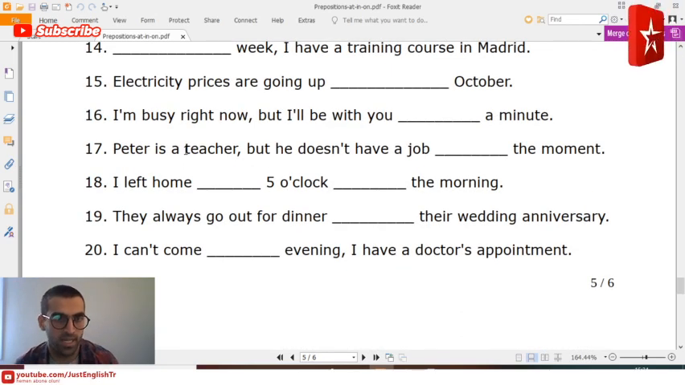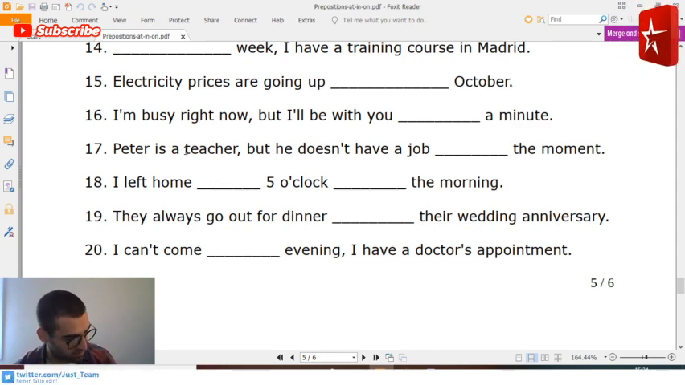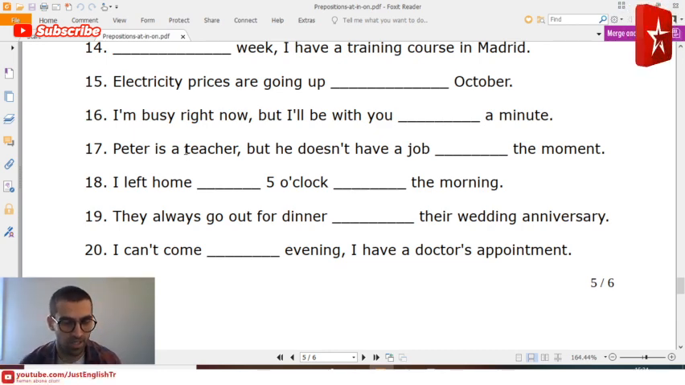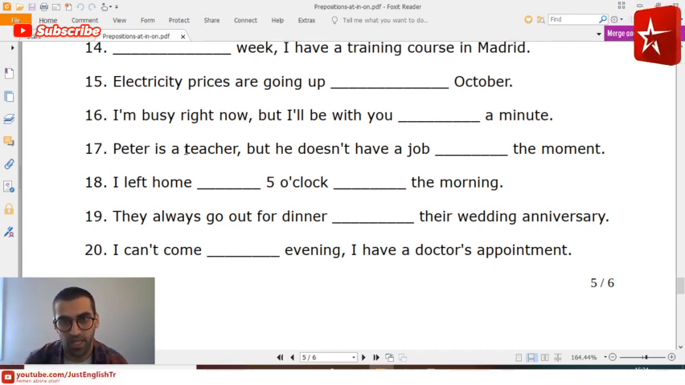Hangisi olacak? They always, her zaman olursa last olamaz. Last geçmiş, eski zamanla kullanılıyor. They always go out for dinner. Dinner. At, in, on olacak mı? Bilmiyorum. Sorayım size. Let me ask you. Can we use at, in, on? Or next, this, or last? Which one can we use? Mr. Ismail says at, Merve says on, at. Okay. Alright.